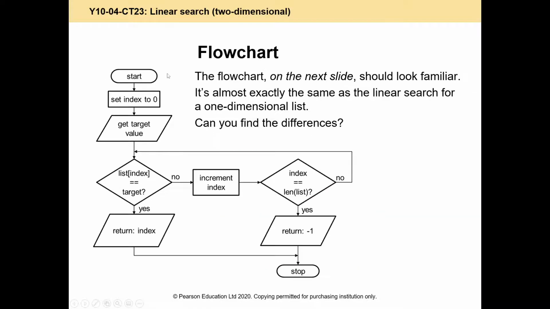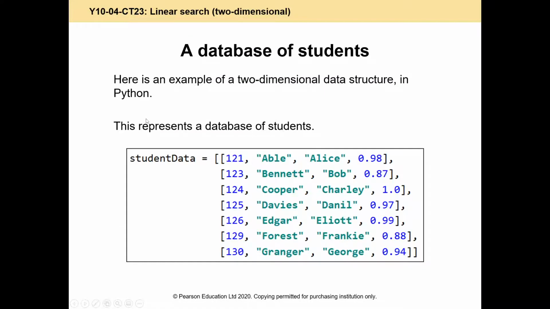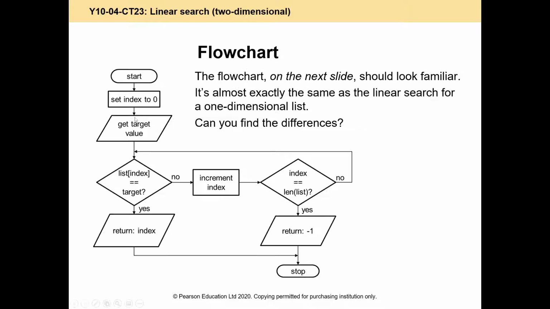So how do we search? Well, here is the flowchart. We start and we stop. We set index, that's where we're looking, to 0 to start at the beginning. We ask what we want to look for, like, I want to find Alice Abel, please. And then we say, is the item at the position we're looking at equal to what I'm supposed to be looking for? Yes, great, done. No, look somewhere else. Have we got to the end? No, keep looking. That was our 1-dimensional one.